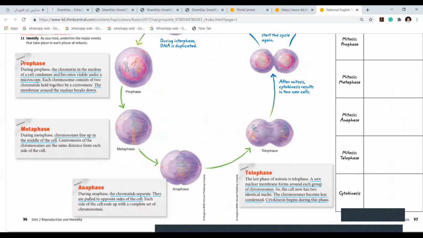what happens through prophase: the chromatin in the nucleus becomes condensed. Can you highlight? In metaphase, chromosomes line up. Anaphase, chromatids separate and then pull to opposite sides. Telophase, a new nuclear membrane forms around each group of chromosomes.